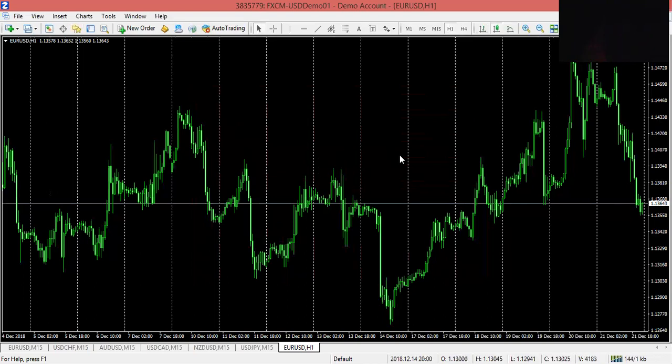This is a day, this is a day, this is a day. You know that each day is 24 hours, so you're going to have 24 candlesticks within this day, since I'm on the 1 hour chart. Between here and here, if you count the candlesticks, you will see there are 24, because you have 24 hours in a day. So that's that on setting up your chart.